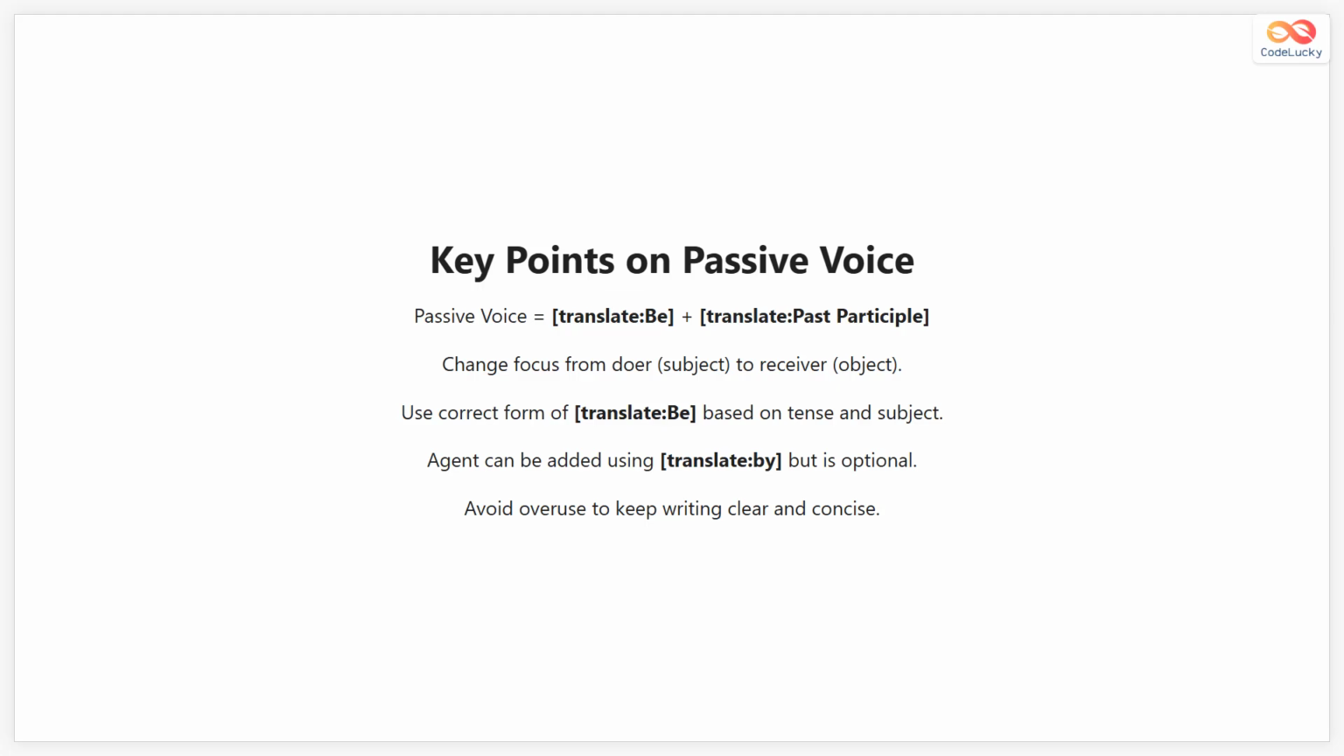Remember that the passive voice is formed by using the verb be and the past participle of the main verb. It shifts focus from the doer of the action to the person or object that receives the action. The form of be changes according to tense and subject, and the doer can be included by using the word "by." Use the passive voice carefully to keep your writing clear and effective.